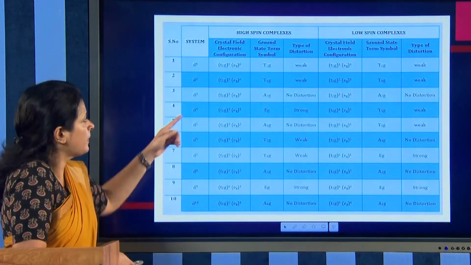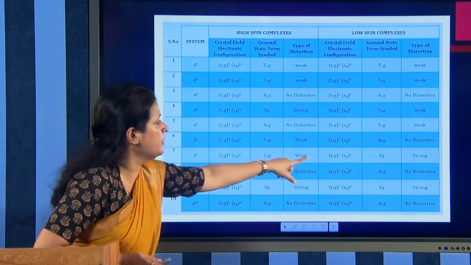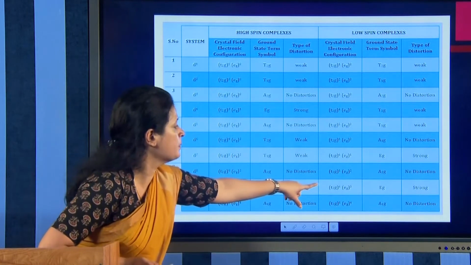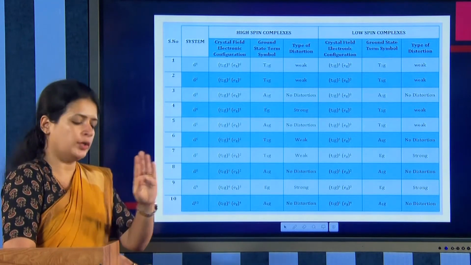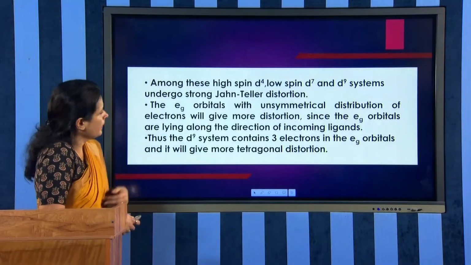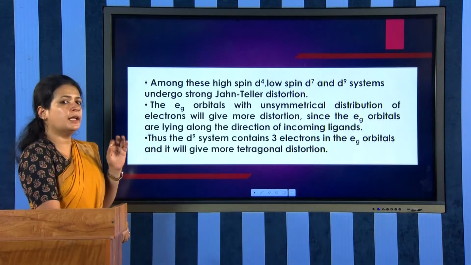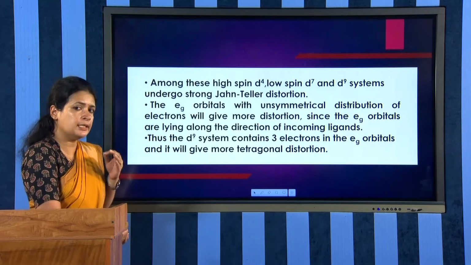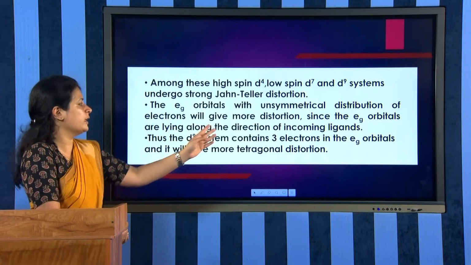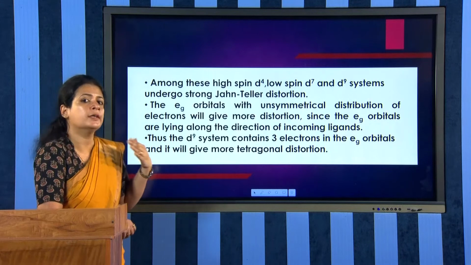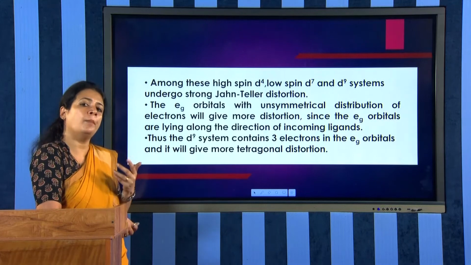See, d4 is eg1, d7 low spin is eg1, d9 is eg3. If it is eg1 or eg3, there will be a complete Jahn-Teller distortion possible. And thus, the d9 system contains three electrons, that is eg3. So, the d9 system containing three electrons in the eg orbitals will have a more tetragonal distortion. That is very important. It is particularly seen in the case of copper complexes.